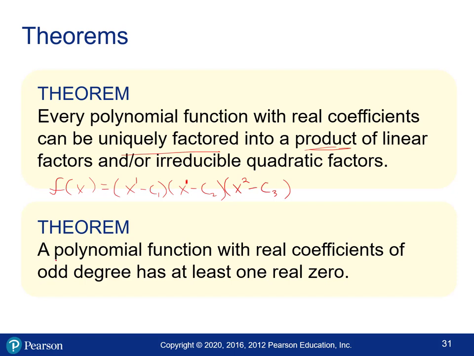And then the other theorem says that a polynomial function with real coefficients, if it has an odd degree, then it has at least 1 real zero. So that's just an interesting fact.